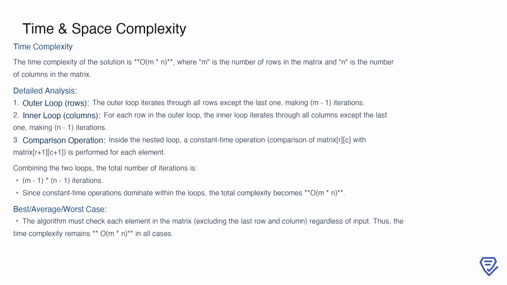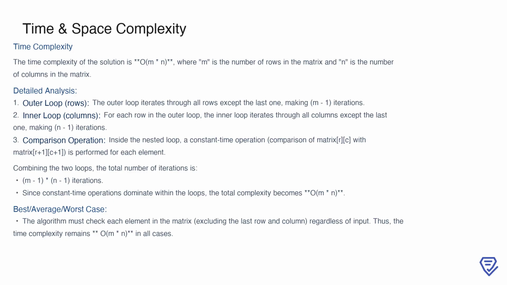To understand this, let's break it down step by step. First, the outer loop runs through all the rows, excluding the last one, which means it iterates m-1 times. For each of these rows, the inner loop iterates through all the columns, excluding the last column, resulting in n-1 iterations per row. Within these loops, the algorithm performs a single constant time comparison between the current element and its diagonal neighbor. When you combine these loops, the total number of iterations becomes (m-1)*(n-1). Since constant time operations dominate within the loops, the overall time complexity simplifies to O(m*n).